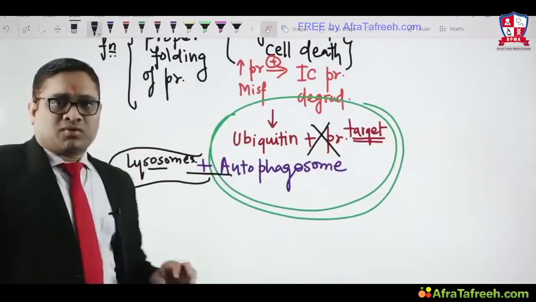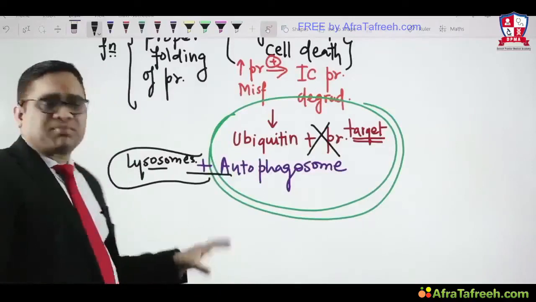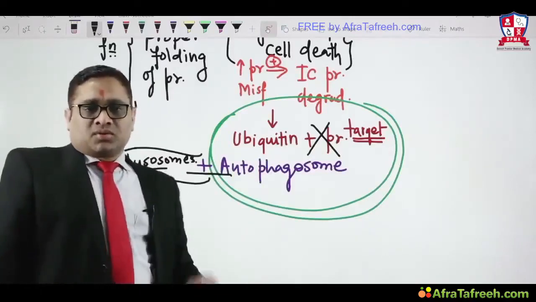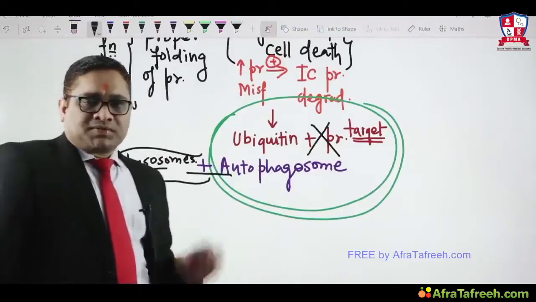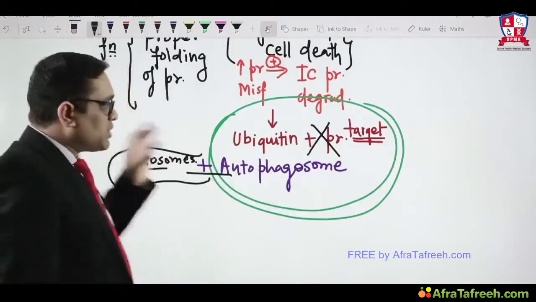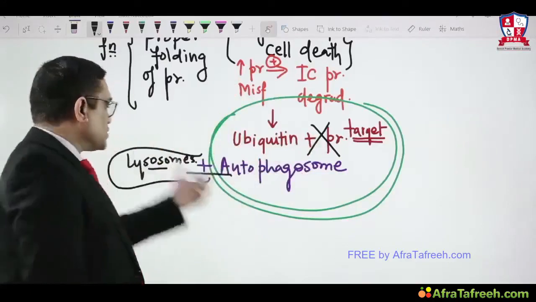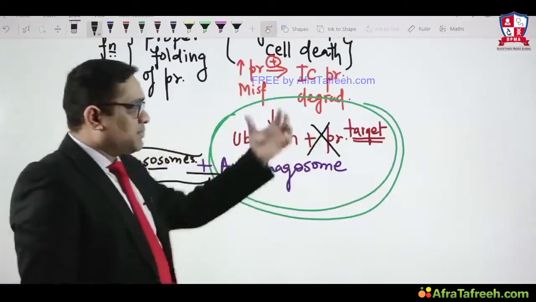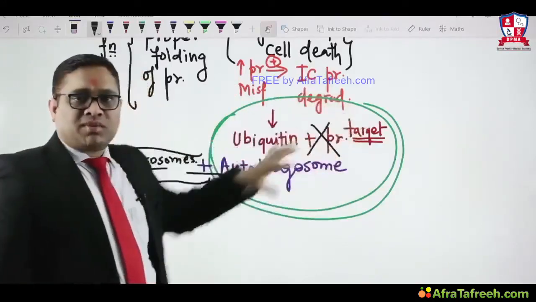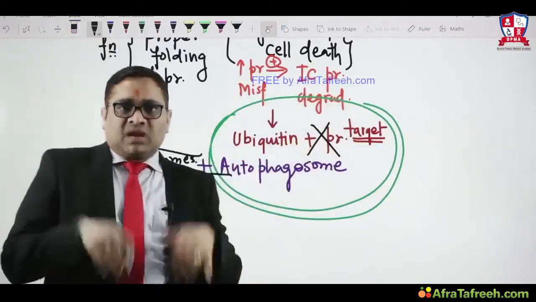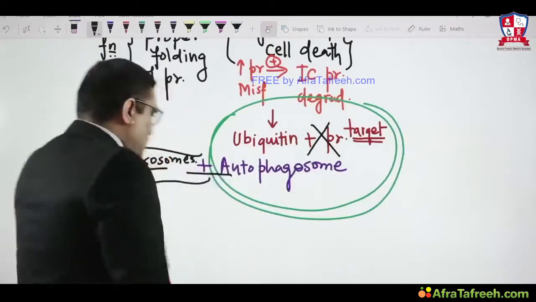So this is autophagy, right? This is the autophagy concept we have discussed in atrophy also. Whenever there is excessive misfolding of the protein, ubiquitin will be synthesized, which will combine with the target protein. They will form an autophagosome, combine with lysosome, and by this process the target protein will be removed. This is called self-eating, or autophagy, right?